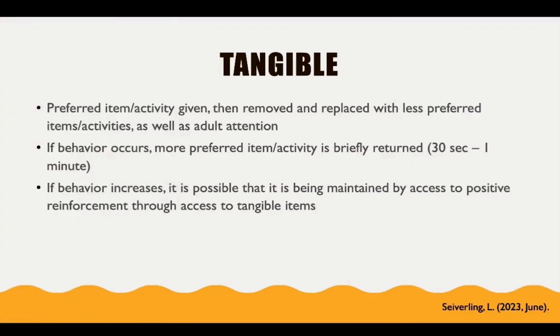Next we have the tangible condition. In this setting, a preferred item and activity is given, then removed and replaced with a less preferred item or activities, as well as adult attention. So if behavior occurs, the more preferred item and activity is briefly returned for 30 seconds to a minute or so. If behavior increases, it is possible that it is being maintained by access to positive reinforcement through access to tangible items, as we would see by their desire to get that more highly preferred item or activity.